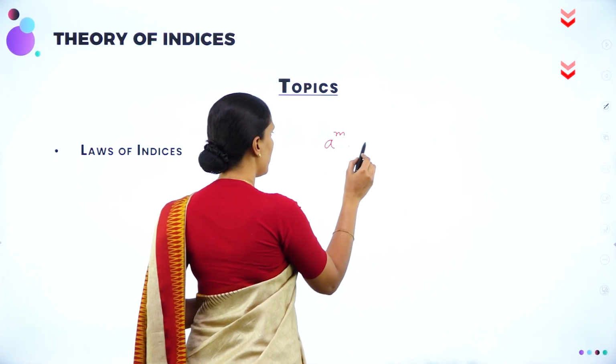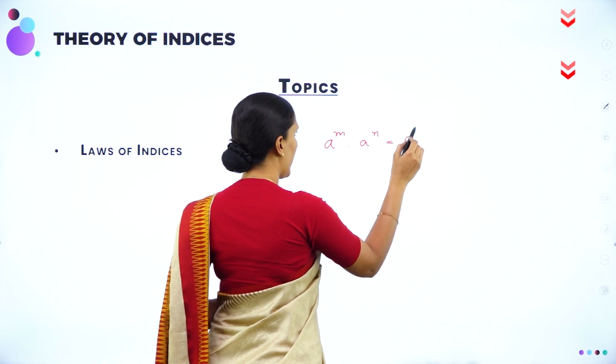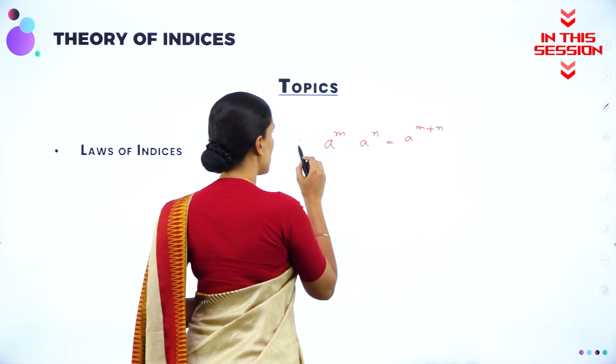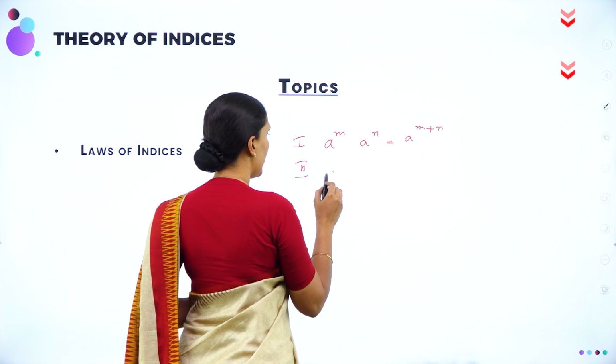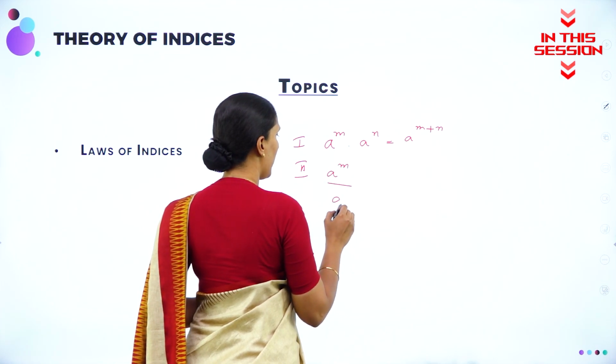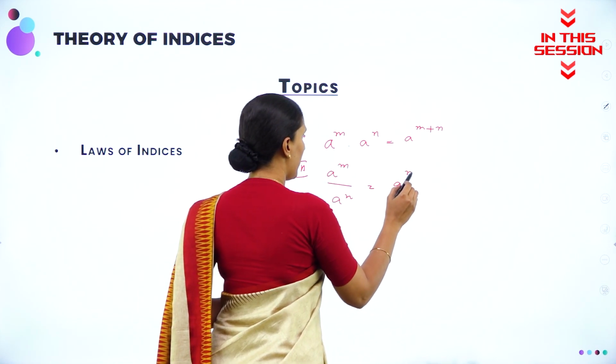A power m into a power n is equal to a power m plus n, the very first law. And the second law is a power m by a power n can be written as a power m minus n.